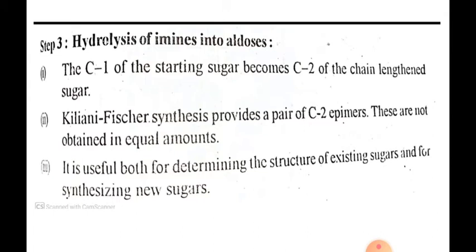Kiliani-Fisher synthesis provides a pair of C2 epimers, that is, the difference in configuration is on the C2 carbon. In this way, by this synthesis method, we are developing C2 epimers. These are not obtained in equal amounts. See, the amounts of the two epimers may be different. It is useful both for determining the structure of an existing sugar and for synthesizing a new sugar. In this way, the chain has been lengthened from 5 carbon to 6 carbon by Kiliani-Fisher synthesis.